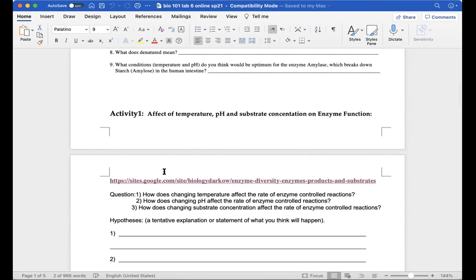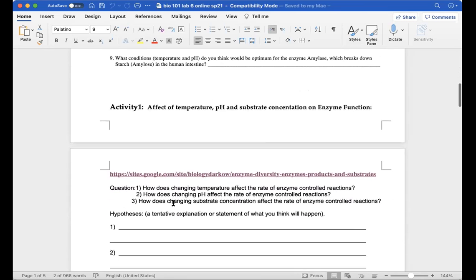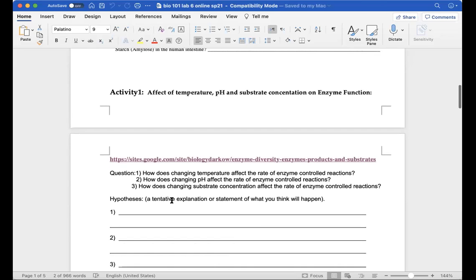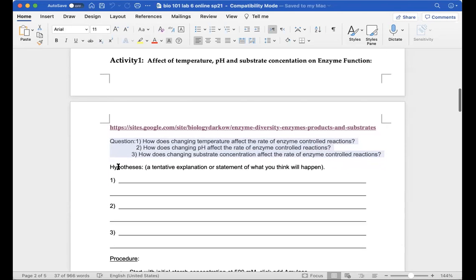And then activity 1 will take you to this simulation website. It's just a Google website. And like I said, it's a simulation that should run a lot better. After watching that first video, you should be able to make hypotheses that answer these 3 questions. And remember, a hypothesis is a tentative explanation or a statement of what you think will happen. So there's 3 points here, and you need to answer these 3 questions with a hypothesis or an explanation of what you think might happen.